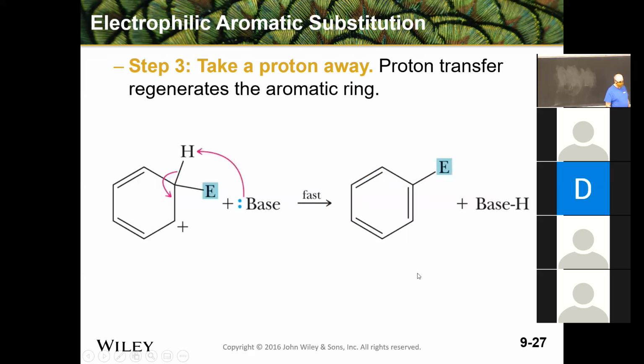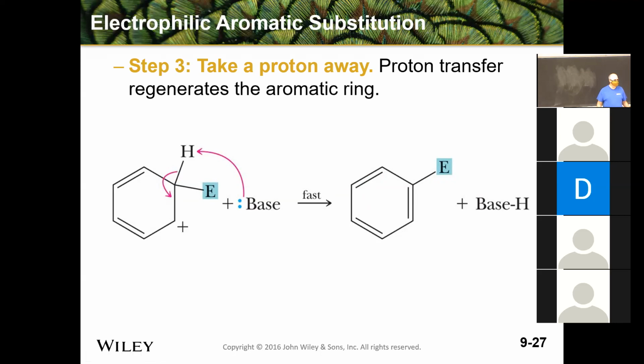And then instead of a nucleophile attacking the plus charge, like we saw, for example, with the SN1 or the addition reactions, what happens is a base comes along and takes this hydrogen, which is occupying the same position as the electrophile. So it pulls that off, and then this pair of electrons moves back down, and that restores the benzene ring.